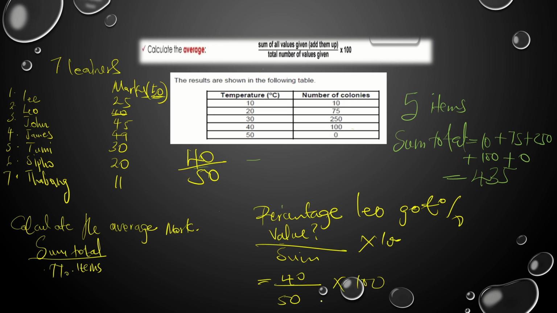40 divided by 50 multiplied by 100, which is 80%. So now just try to calculate the percentage of Lee. Let's check Lee's percentage. Lee got 25 over 50, and 25 is a half, right? So when you say 25 divided by 50 multiplied by 100, you get 50%.